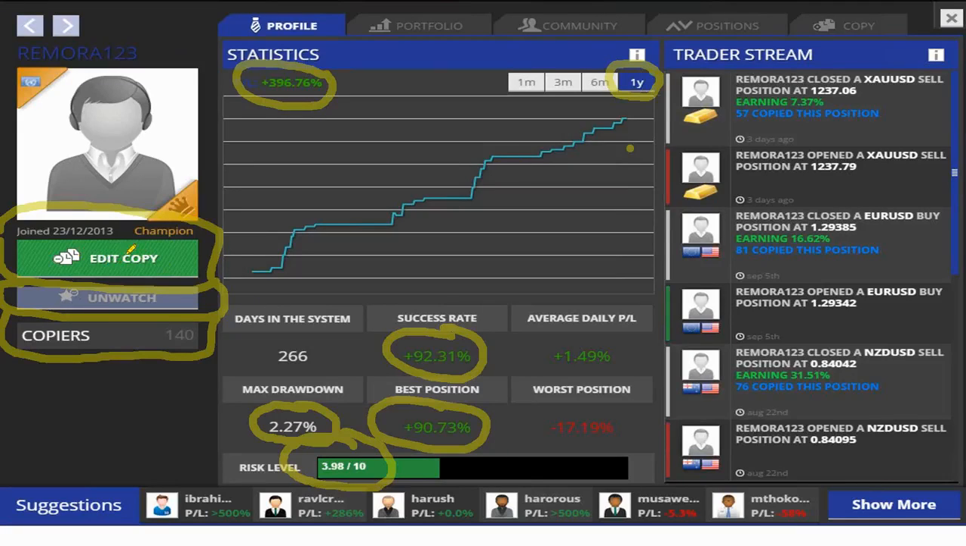If you hadn't copied them, you would actually just see copy here. But where it says edit copy, it actually will allow me to increase my investment on this particular trader. If I had $1,000 on him, I could increase it to 2,000 after 3 months, 2,000 after 1 month, basically allowing me to control the risk in my account.